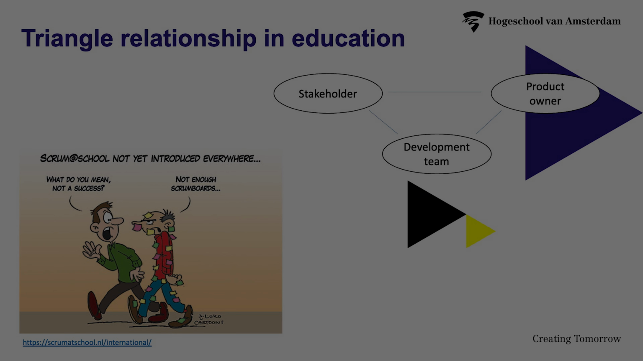When we regard the triangle relationship in education, we firstly have again the stakeholder. That can be a CEO or CTO of a company with which the university has contact, or it can be a professor at the university who is doing relevant research in a project. Such people often want to run a project to make a product or write a report.